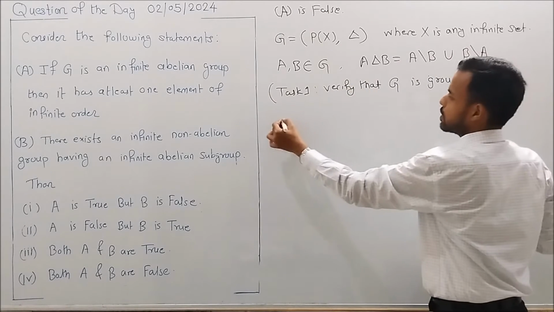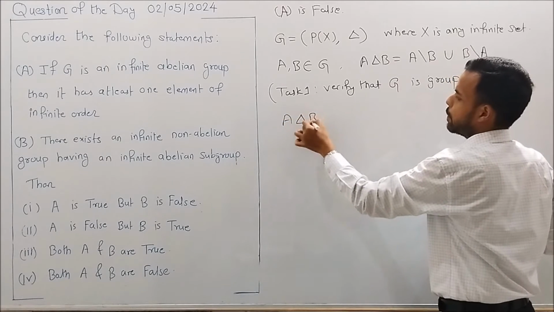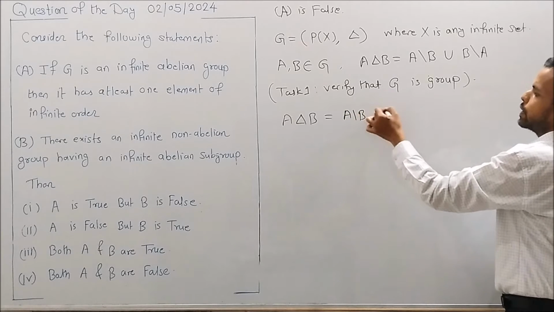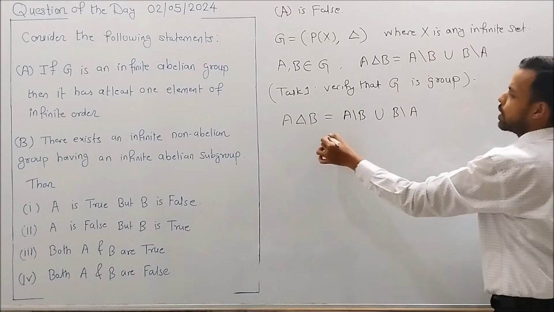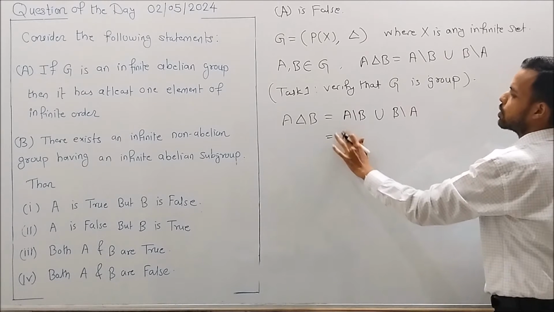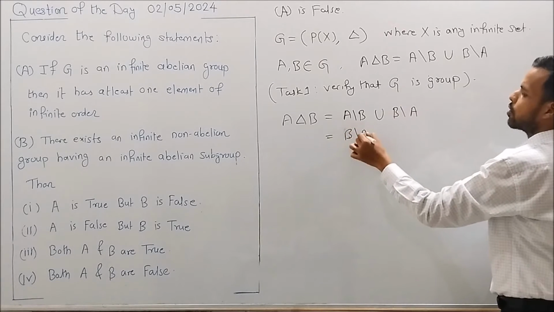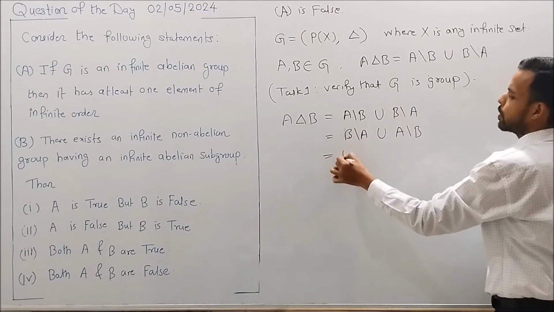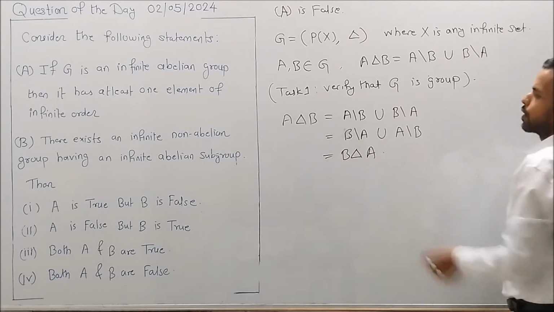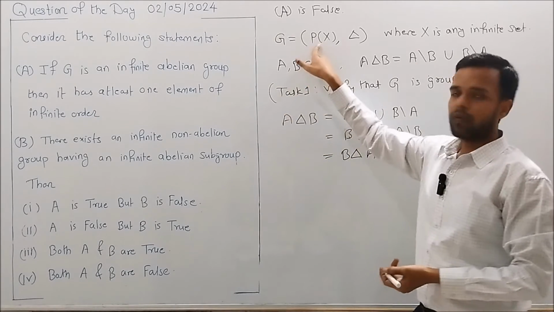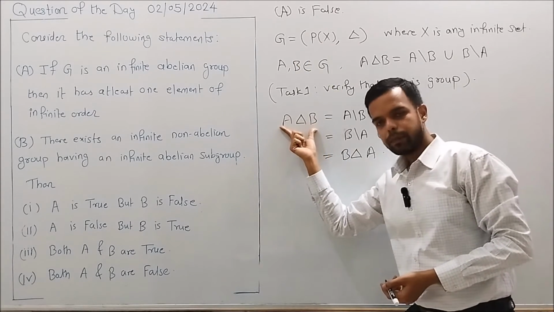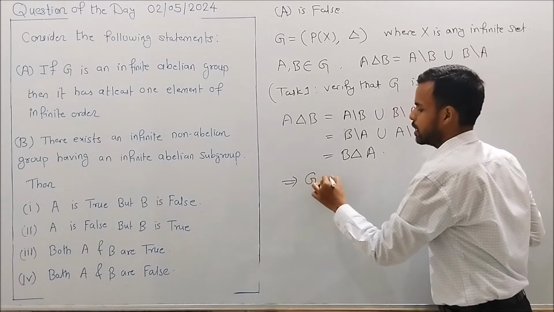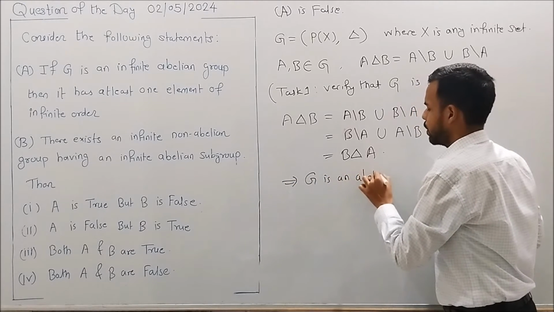Now, consider A symmetric difference B. By definition, it is A minus B union B minus A, which can be written as B minus A union A minus B. And this is nothing but B symmetric difference A. So for any two elements of G, we see that A symmetric difference B is equal to B symmetric difference A. So this implies G is an abelian group.